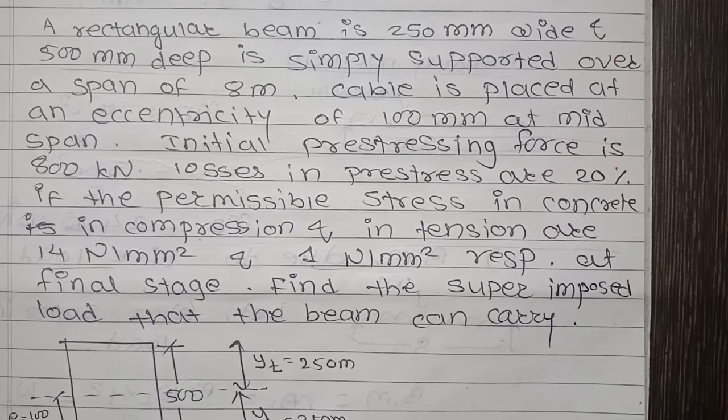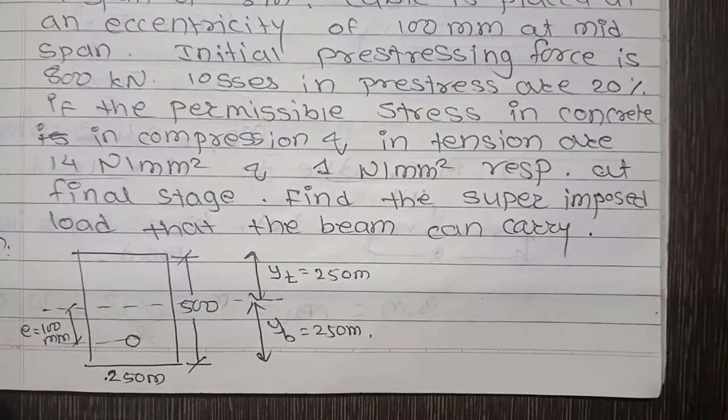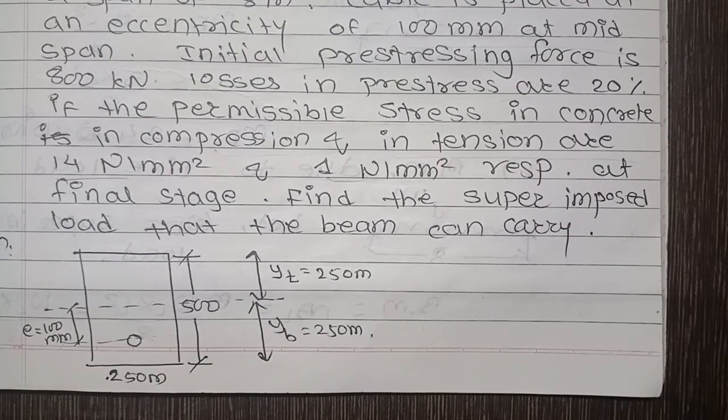Now, first of all, draw a simple diagram of a beam from the given data. The rectangular beam is 250 mm wide and 500 mm deep. Depth is given, and the width of the beam is also given. 500 mm is the depth and 250 mm is the width of the beam. It is simply supported over a span of 8 meters. The length of span is given, that is 8 meters.